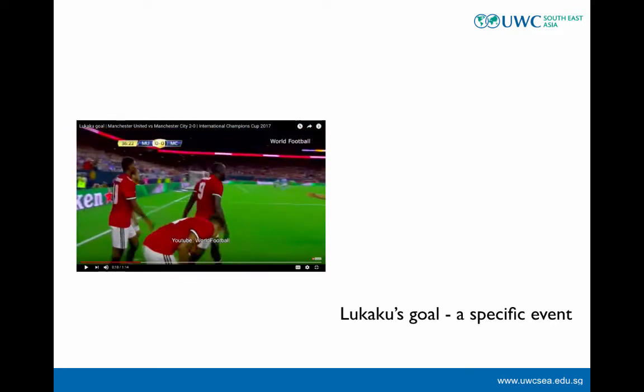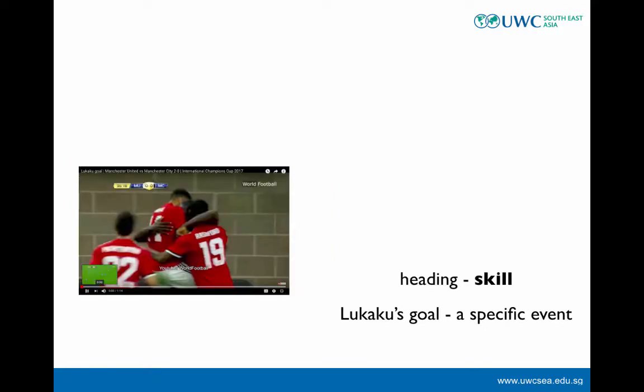So let's have a think about this example. It's an action, it's a specific event, so he scores a goal. Well, let's think about what's going on here. We could pick out one particular action of that. He headed the ball past the goalie, and so we could be thinking about heading as a skill, and you'd imagine students might be practicing that in a particular unit in which they happen to be playing football.